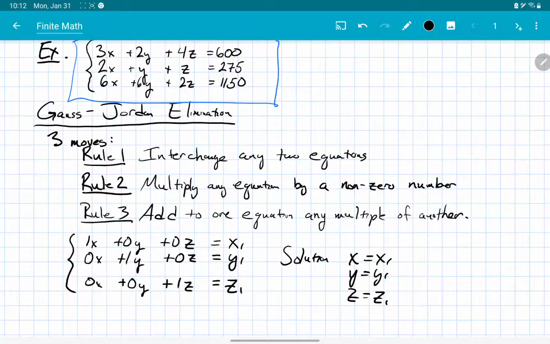So the goal is to start with something like in that blue rectangle, a 3 equation, 3 unknown, or 5 equation, 5 unknown, or 2 equation, 2 unknown, and to keep doing these 3 moves in order until we get to the first equation has just x equals. The second equation has y equals. The third equation, all that's left is z equals. That's the goal of Gauss-Jordan elimination. So I'm going to show you how this works with some examples.